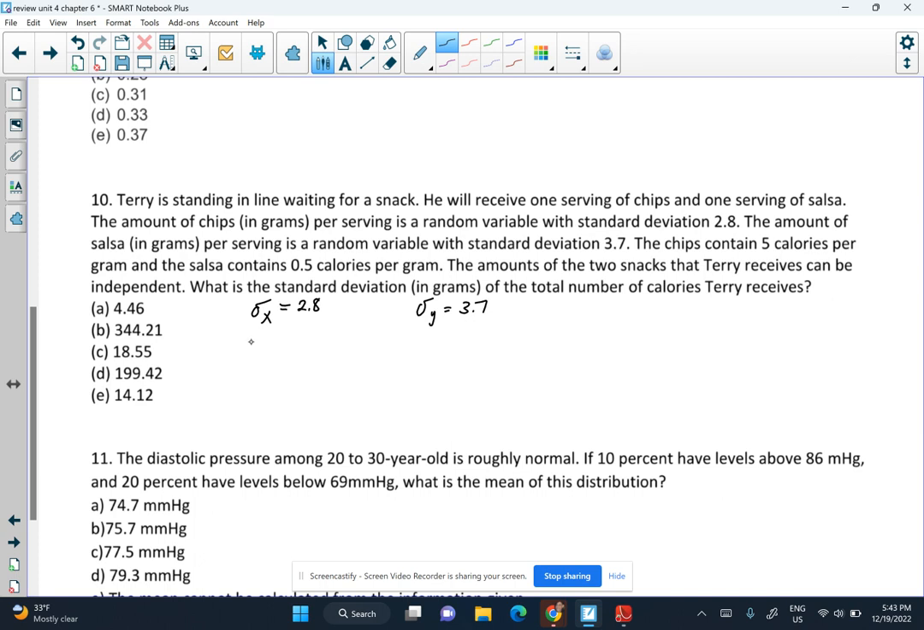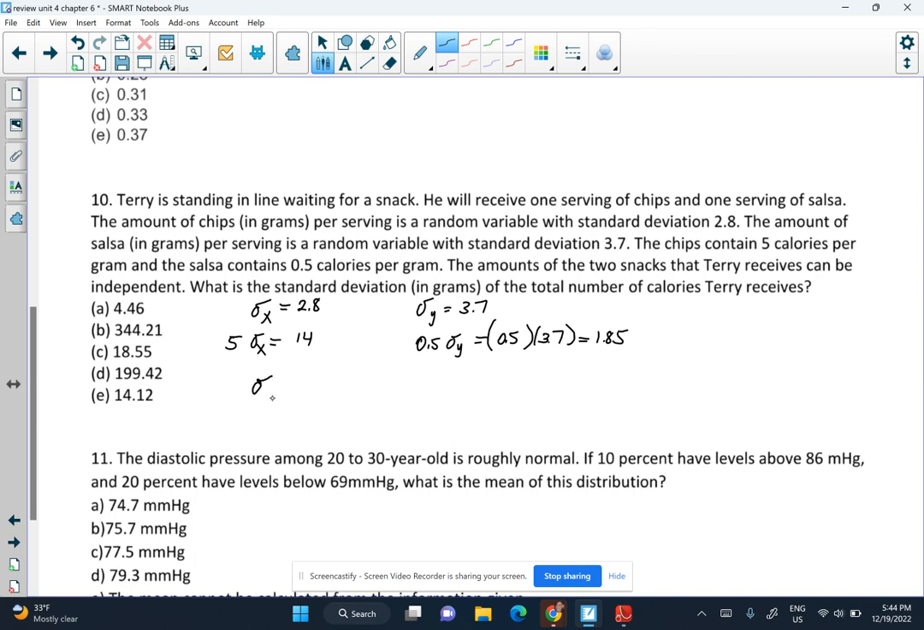So to get the caloric content, you would multiply by 5, and 2.8 times 5 is 14. That's the standard deviation of the caloric content of the chips. And if I take the half a calorie for the salsa, that would be the half calorie times the Y. So that's 0.5 times the 3.7, which turns out to be 1.85.